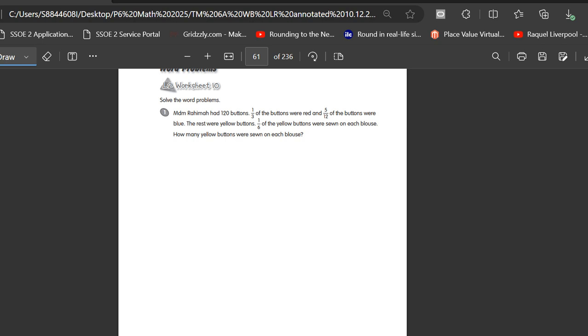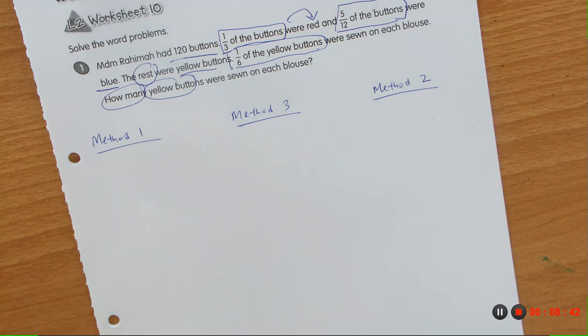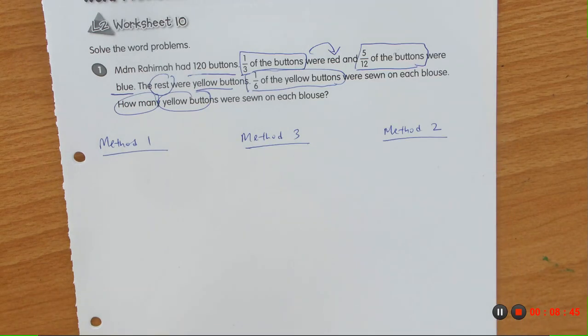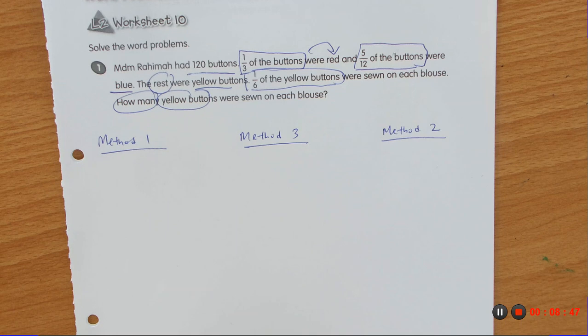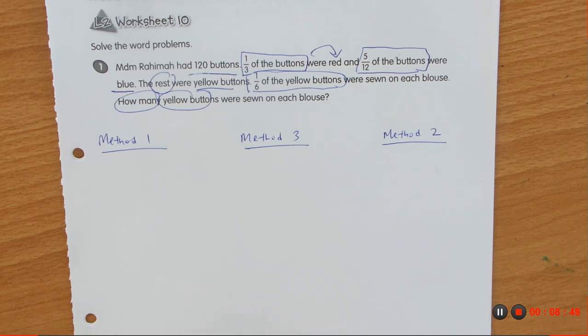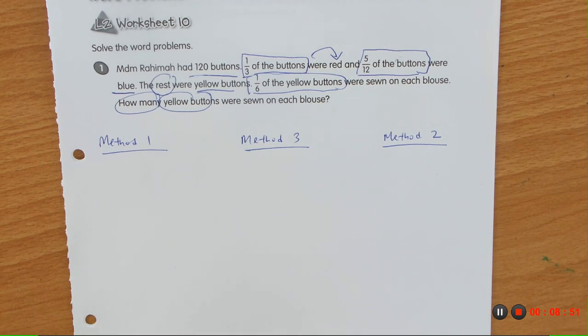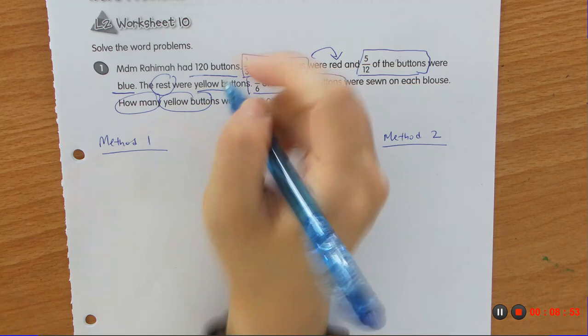Okay, go ahead with method 3. How many yellow buttons? So it's a number by itself. And the next part talks about the part of the yellow buttons being sold onto the blouse. Yellow buttons. There's 120 buttons.